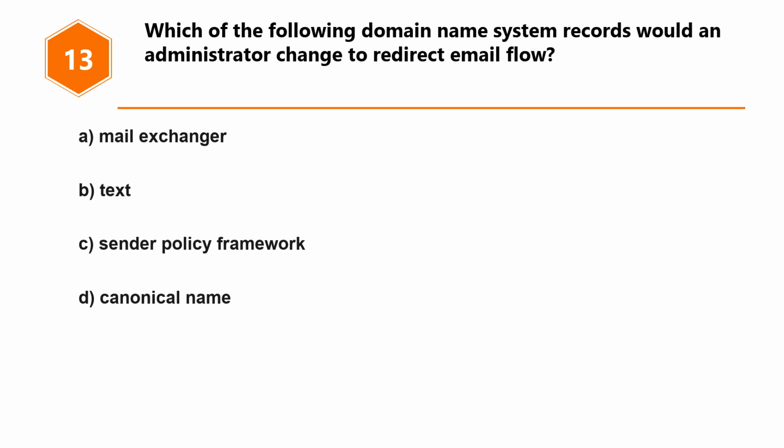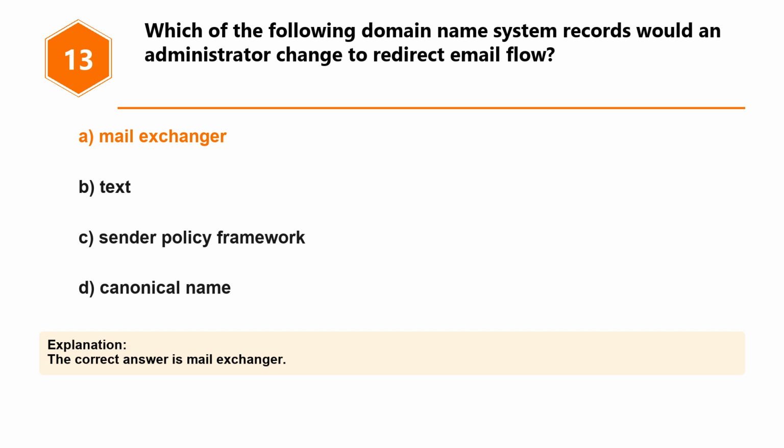Question 13. Which of the following domain name system records would an administrator change to redirect email flow? Option A, mail exchanger. Option B, text. Option C, sender policy framework. Option D, canonical name. The correct answer is option A, mail exchanger.